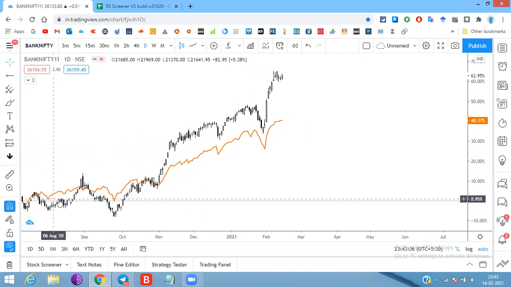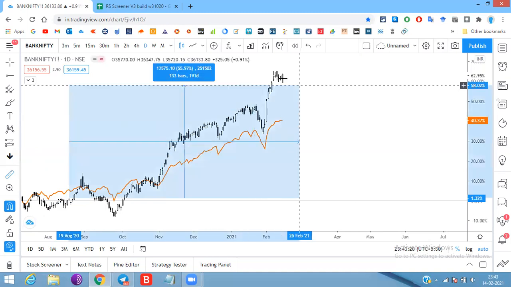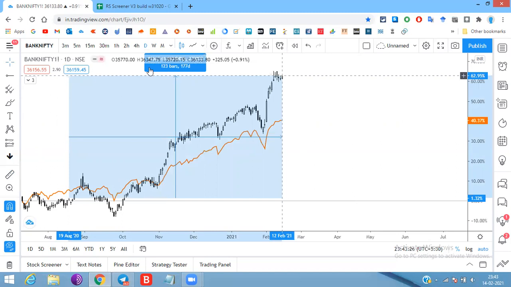So the 19th of August from today till today's date, it will be our SRS date. Okay, so let me show you how I took 19th of August. So see, exactly 123 bars. Okay, exactly 123 bars from 19th of August.